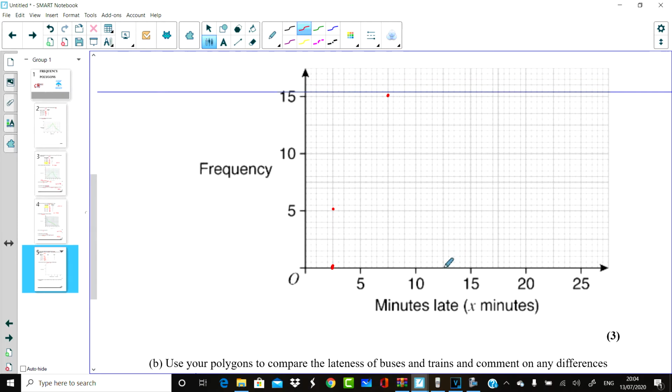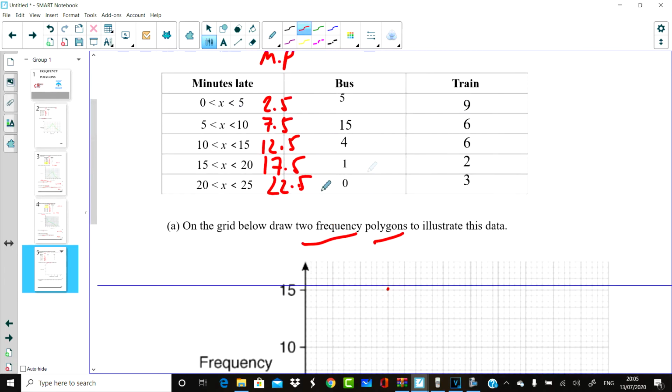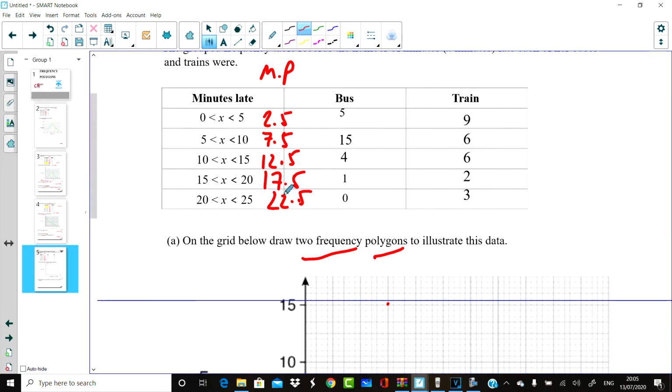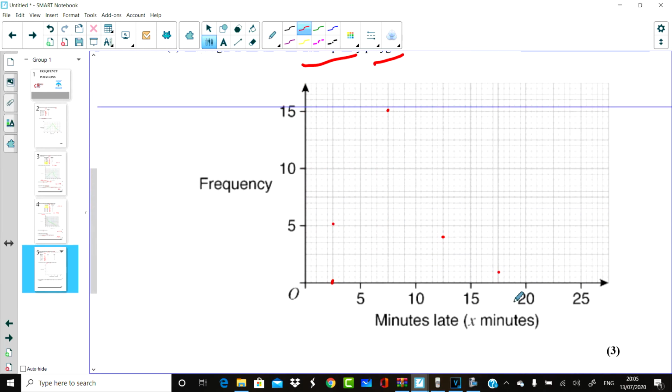So each one is going up by 0.5. So 4 is going to be two little small boxes below 5. So we're going to end up there. Then we have 17.5 against 1. Each one is going up by 0.5, remember, so that's going to be 2 boxes to get to 1. So we're going to end up there. And then we have the last one, 22.5 against 0.